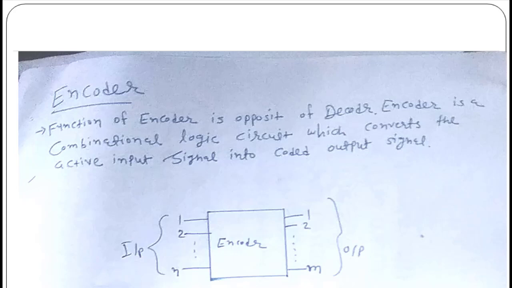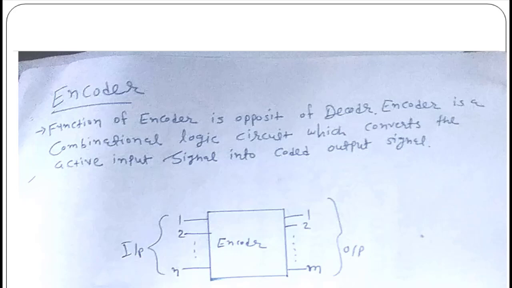So the function of the encoder is opposite to that of the decoder. An encoder is a combinational logic circuit which converts the active input signals into a coded output signal.